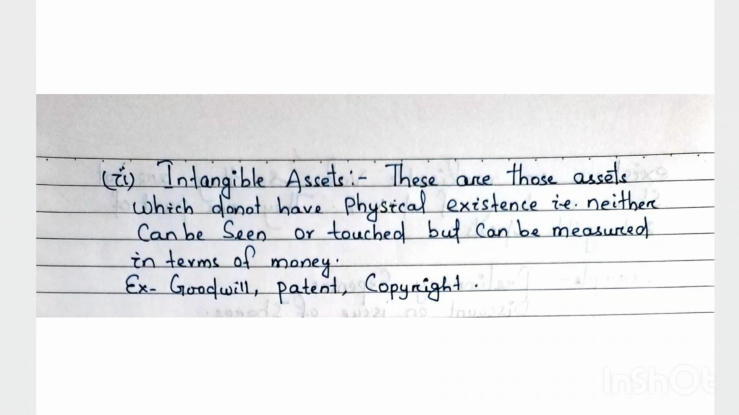Now what are intangible assets? These are those assets which do not have physical existence, that is, they can neither be seen nor touched, but can be measured in terms of money. So they are called intangible assets. For example, goodwill, patent, copyright. Now these are the assets which do not have any physical existence, but they can be measured in terms of money. So they are called intangible assets.